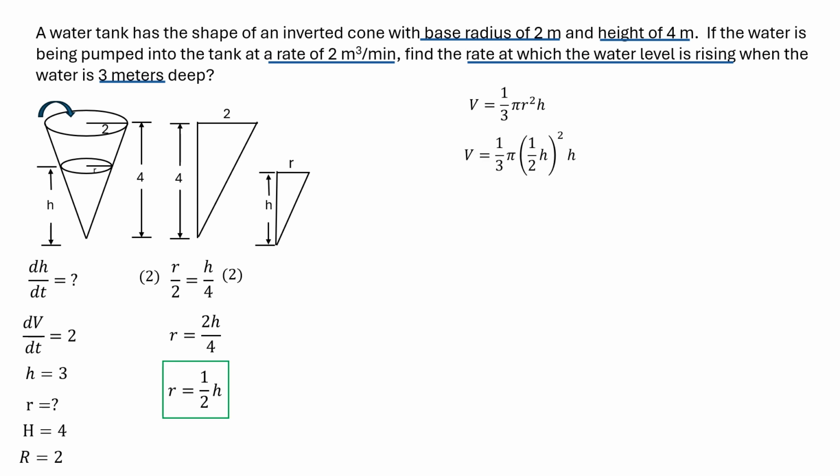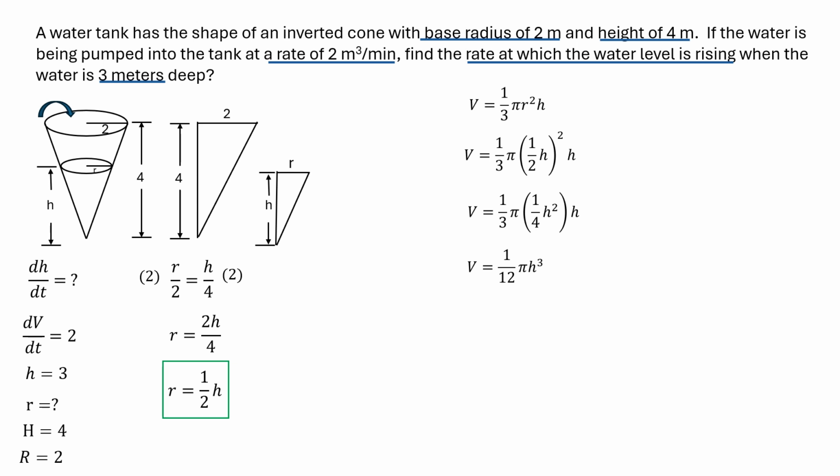Alright, so we are now going to simplify. So 1/2 H squared will become 1/4 H squared. Now we are going to multiply 1/3 times 1/4 and then H squared times H. So we now have a very simple formula for volume that involves only H. So you have V equal to 1 over 12 pi H cubed.